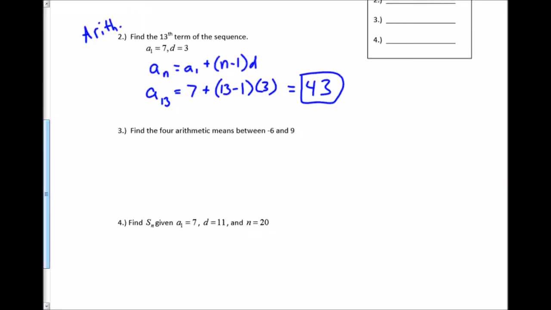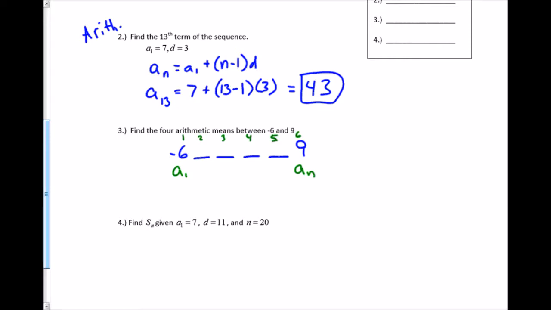If I take a look at the next one, it says to find the four arithmetic means between -6 and +9. So I've got a -6, 4 blank spaces, that's what the arithmetic means are. So I'm missing 4 terms. And I just want to fill in these blanks. In order to fill in these blanks, I need the d value. And really what's given here, I'm given the first term, which is a sub 1. I'm given the last term, that means that this is a sub n. And I can see how many terms I have. There's 1, 2, 3, 4, 5, and 6.